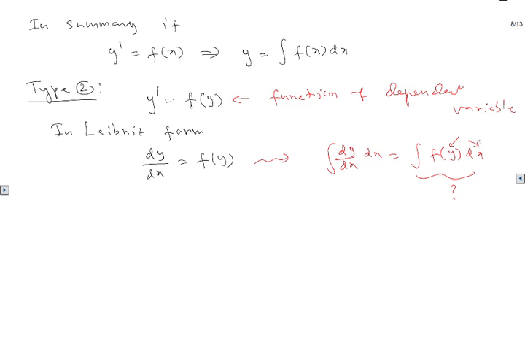So you can't do that. It has to be the same variable before you integrate. So that means this is where we get stuck. Okay, so you cannot do it the way we did before. But we have a workaround.